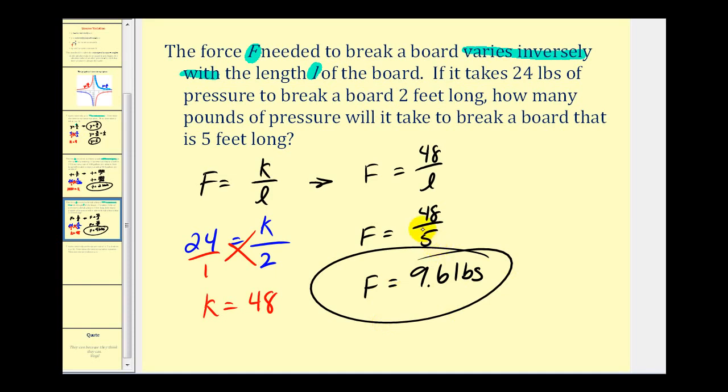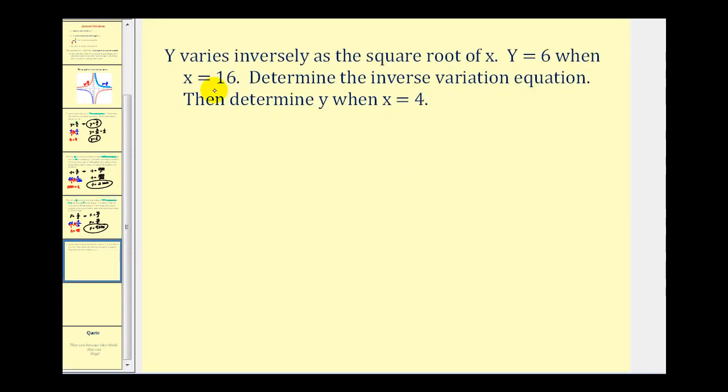And I think we have time for one more example. Sometimes our inverse variation equation will change slightly. Here it says that y varies inversely as the square root of x. So we're going to have y equals k divided by not just x, but the square root of x. And then from here it's going to be pretty much the same. We're told y equals 6 when x is 16. That'll allow us to determine k. Let's go ahead and do that.